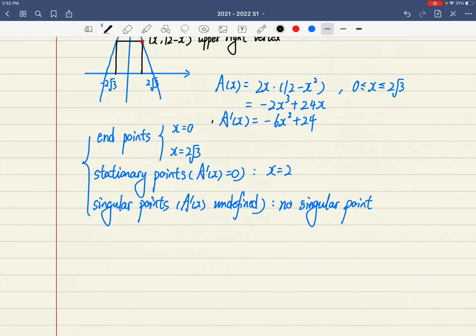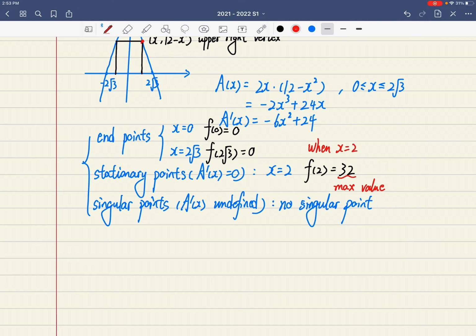Then all you need to do is calculate their values. What is f(0)? Do the substitution, it's just 0. What is f(2 square root of 3)? It's just 0. Then what is f(2)? After the substitution, it is 32. Obviously this is the maximum value among these three values. So the global maximum is at x equals 2.